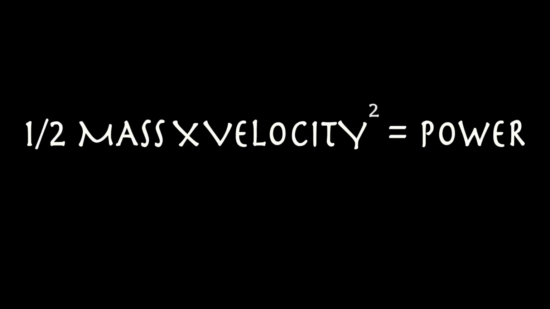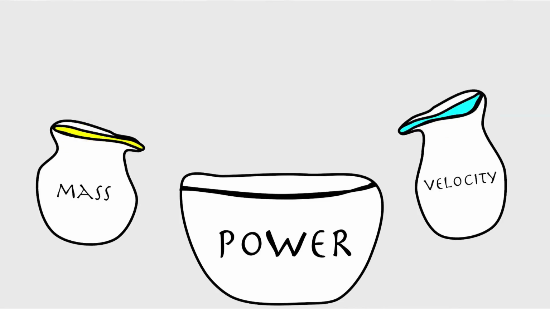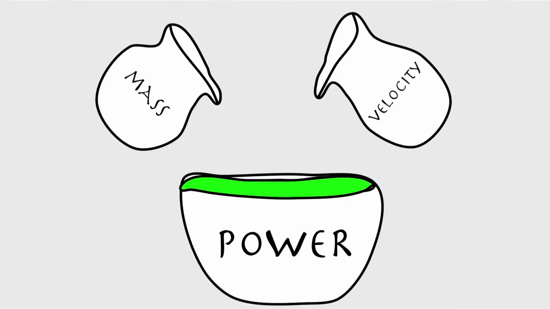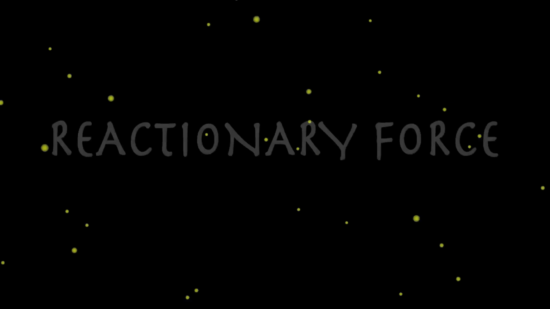The formula for power is 1/2 mass times velocity squared equals power, or force, but for martial arts purposes, the two concepts are interchangeable. Power is composed of 2 parts, mass and velocity. Mass is basically weight, and velocity is speed in a specific direction. The goal of a martial artist is to increase these 2 elements, mass and velocity, in every one of our techniques over and over again until they become as powerful as physically possible.